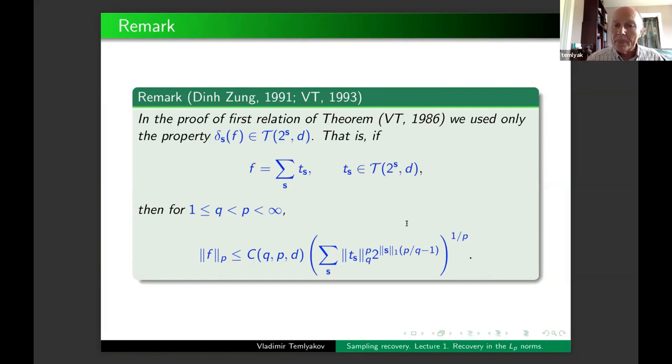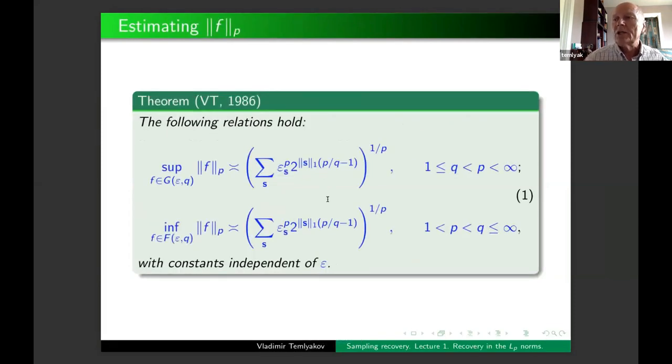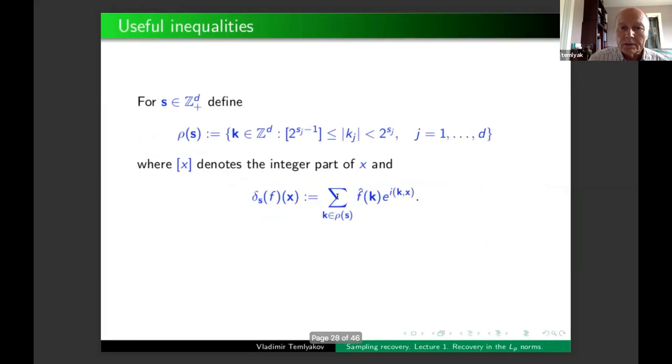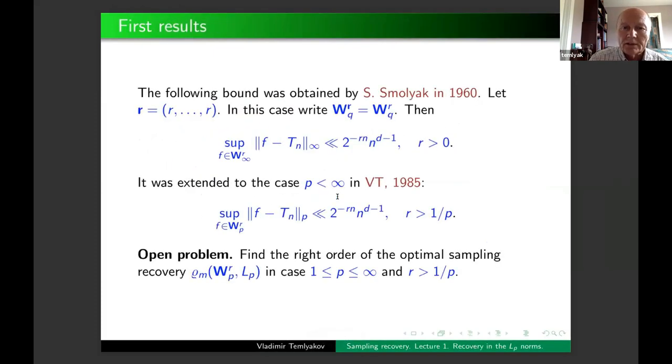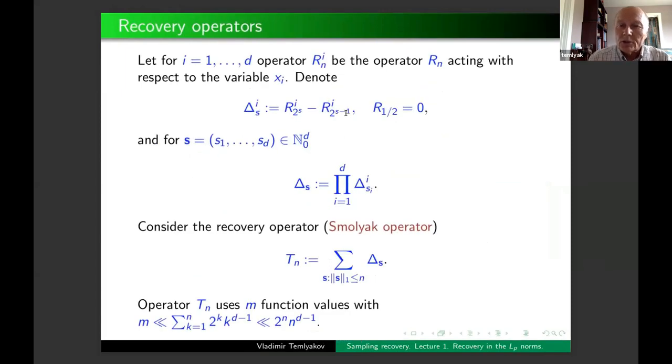So if we use this remark, then we have the same inequality, but here it is just the norm of this t_s. Why is it important? That was noticed by Jinzhong in his paper in 1991 and by me in my book in 1993. It is important because this theorem was proved for studying approximation by partial sums and other tools, and in that case it was easy to estimate these dyadic blocks. But when we are working with this operator T_n, as you can see from here, we cannot guarantee that this will be a dyadic block in that sense. We can guarantee that this will be a trigonometric polynomial of the corresponding degree, but we cannot exclude the small frequencies. So in that sense, this remark is important.